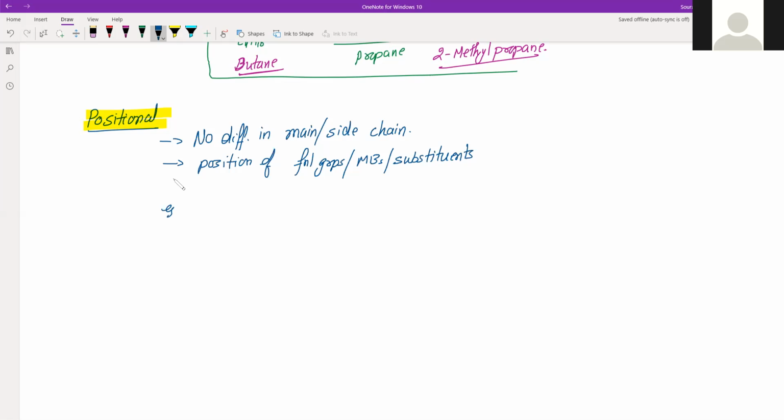Examples for this. Say I have this, right? And here there is an OH attached. So how many carbons are there in this? There is 1, 2, 3, 4, and 5 carbons. So its positional isomer can be what? It should have the same length, that is 5 carbons, and the OH group can be attached somewhere else. Say its position is now changed.